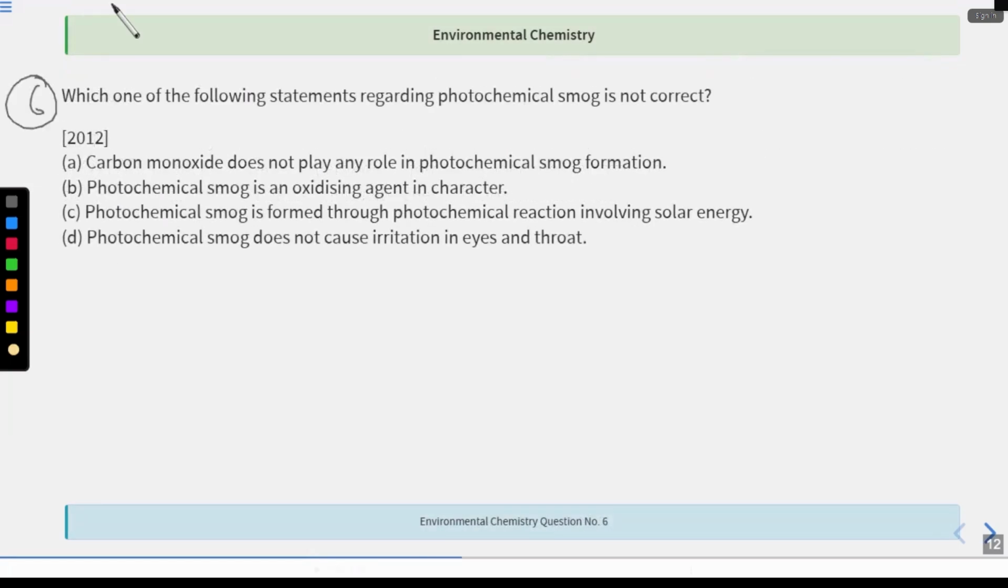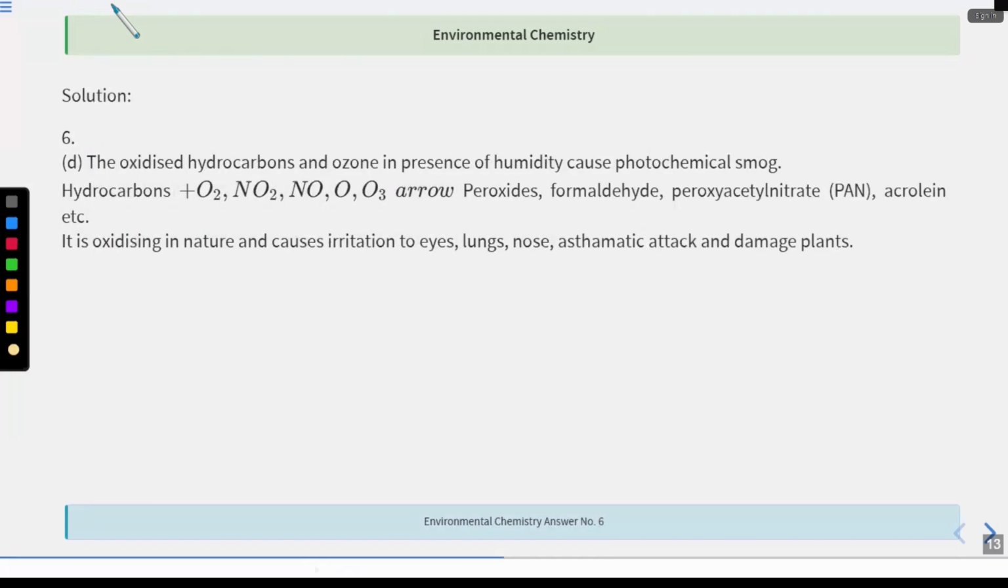Question number 6. Which one of the following statements regarding photochemical smog is not correct? Carbon monoxide does not play any role in photochemical smog formation. This is wrong, it is not correct. Then let me read all the other options also. Photochemical smog is an oxidizing agent in character. Photochemical smog is formed through a photochemical reaction involving solar energy. This is also correct. Photochemical smog does not cause irritation in eyes and throat. So option D is of course wrong, because smog basically means haziness.